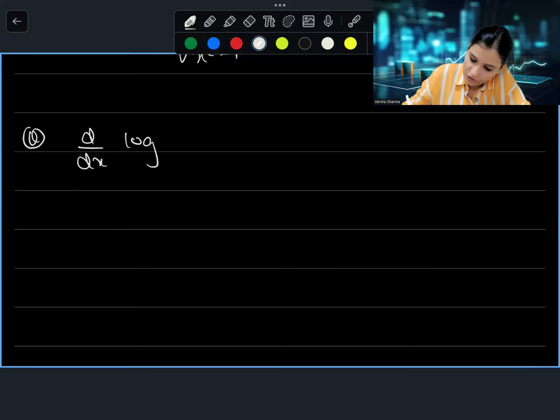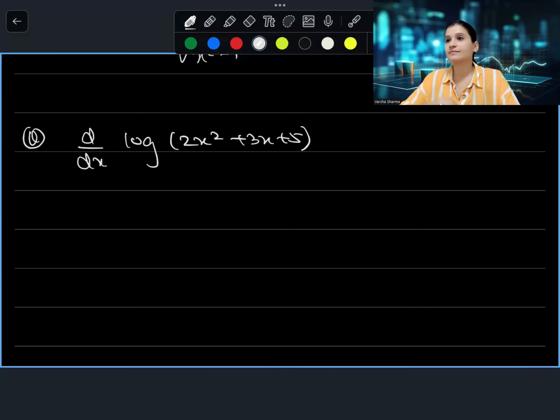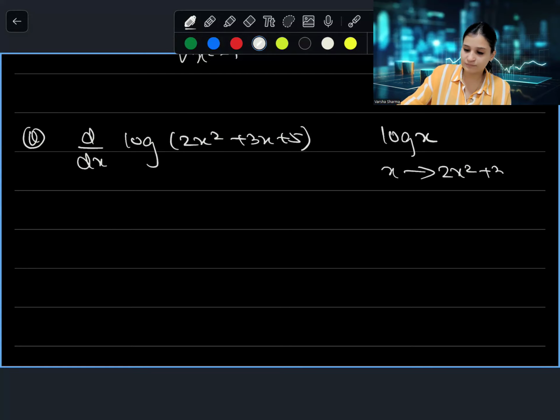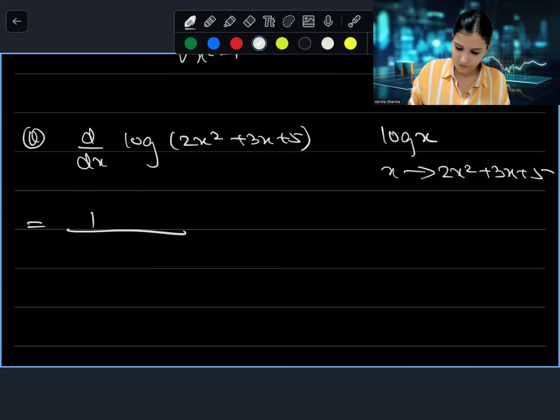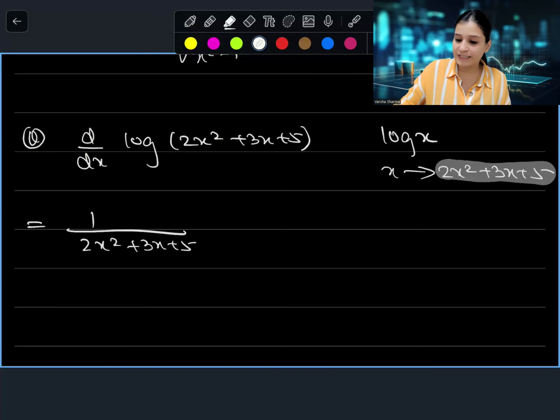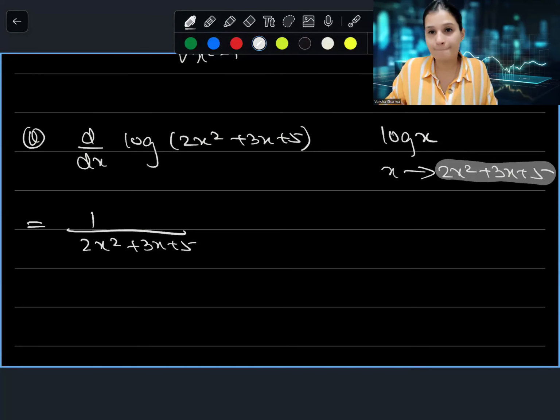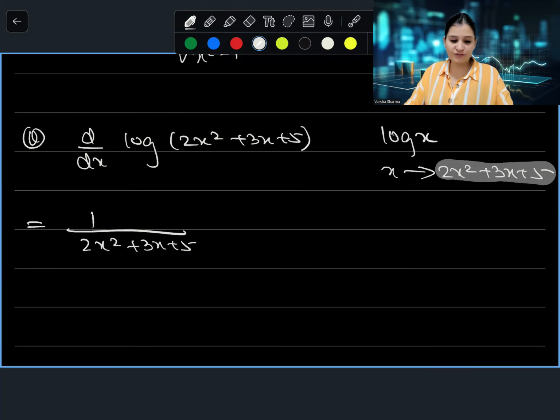Differentiation of log of 2x square plus 3x plus 5. We will treat this as log x, and what is written instead of x? 2x square plus 3x plus 5. So the differentiation of log x is 1 by x into the differentiation of this term. Can we write directly? Yes. What's the differentiation of that term? 4x plus 3. That will be written in the numerator.